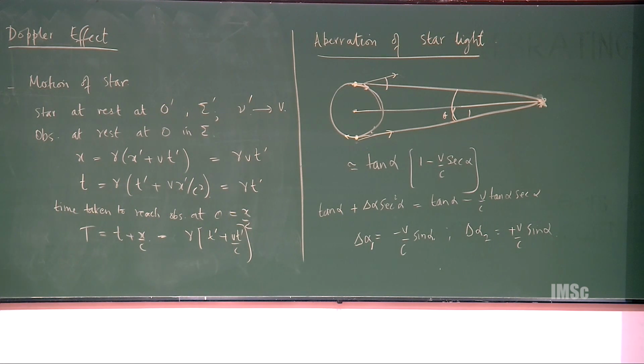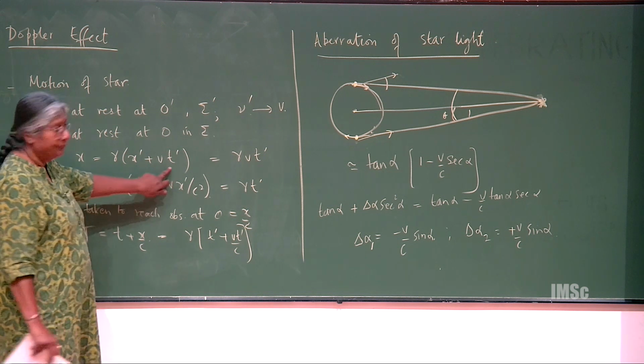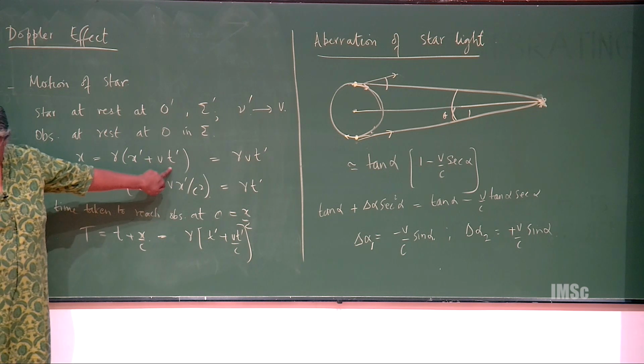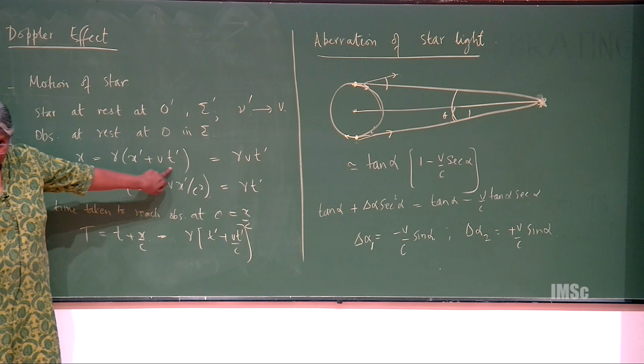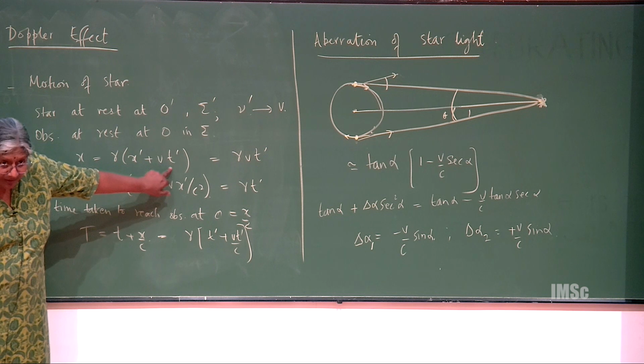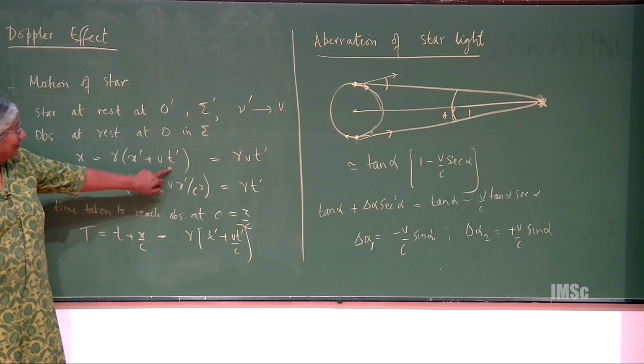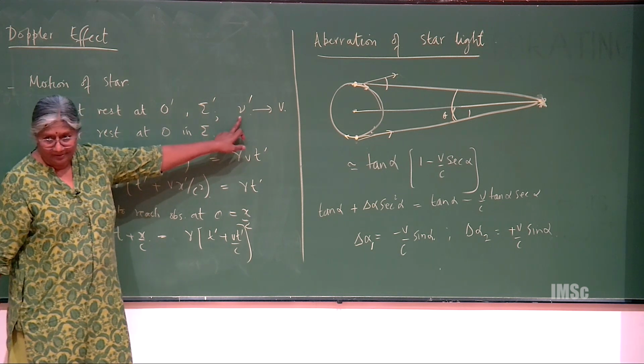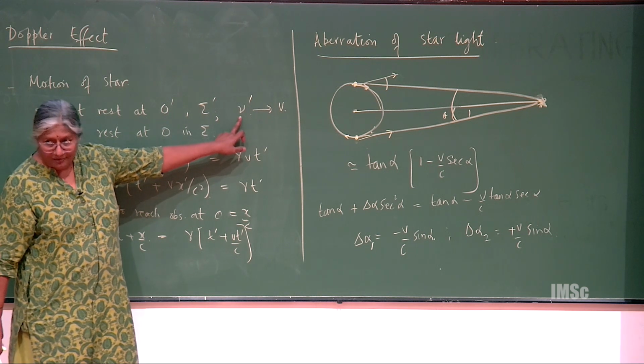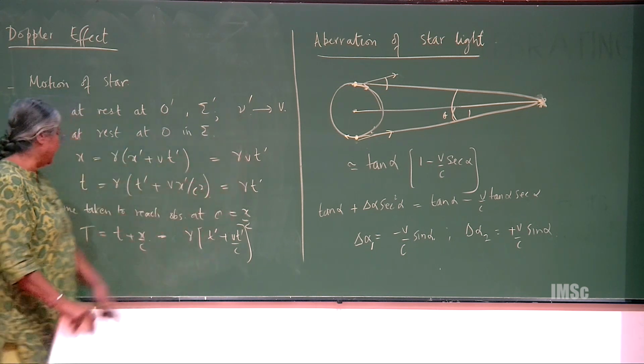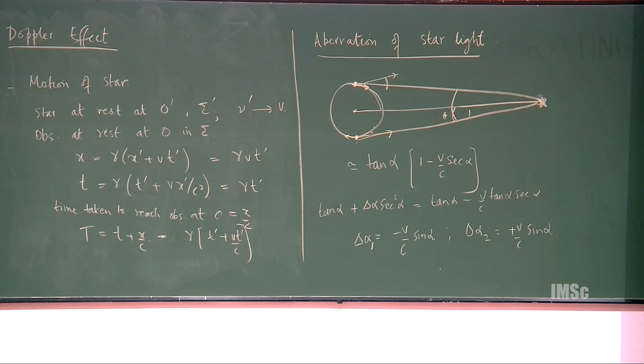When will the second wave come? When is the second wave emitted? I have emitted the first wave at some t prime. When is the second wave going to be emitted? After what? After one time period? Very nice. So after 1 by nu prime is the next wave. Actually, I don't need the aberration anymore.